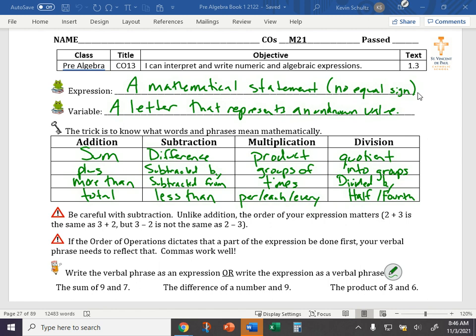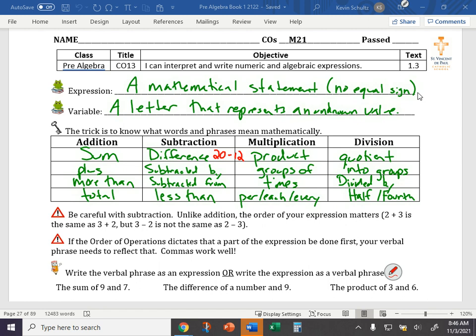Okay? If I ask you for the difference of 20 and 12, what's that asking you to do? The difference of 20 and 12. Camille? The difference of 20 and 12. Cade? Essentially 20 minus 12. Okay?